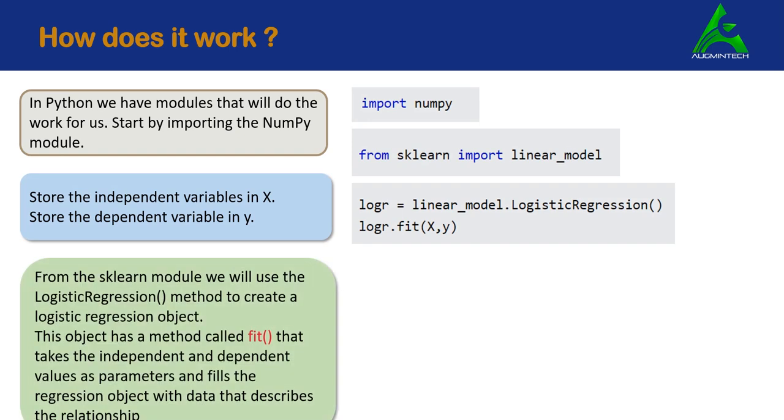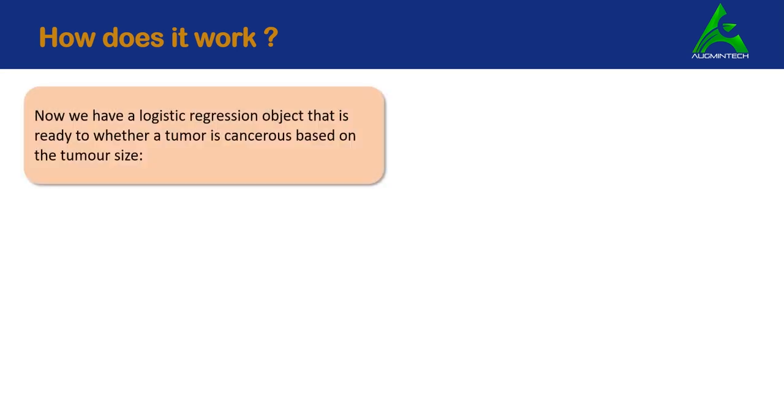Here from the sklearn module, we use the logistic regression method to create a logistic regression object. This object has a method called fit that takes the independent and dependent variables as parameters and fills the regression object with the data that describes the relationship. Now we have a logistic regression object that is created and ready. Here we will predict whether a tumor is cancerous based on the tumor size.